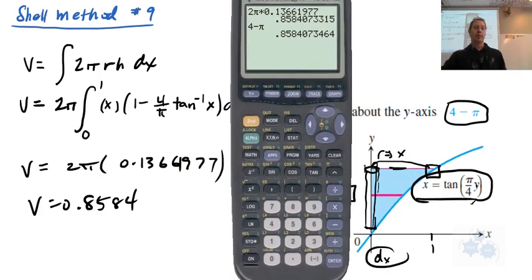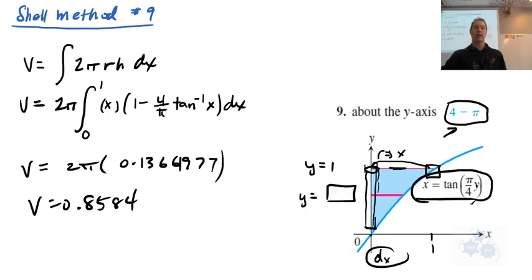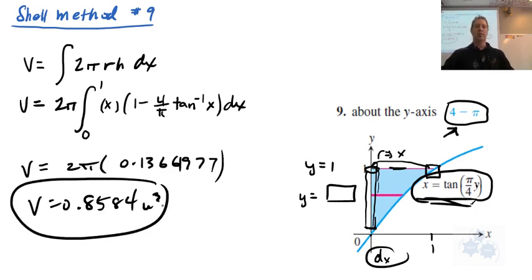Now, if you use the disk method here, you should get the same answer. And the disk method would probably be easier to get the exact value, because you wouldn't have to change this function into y equals. You could just use tan. You know the derivative of tan. So you could keep it with exact values. So I just wanted to let you know that you could use the shell method, so units cubed there. Questions?